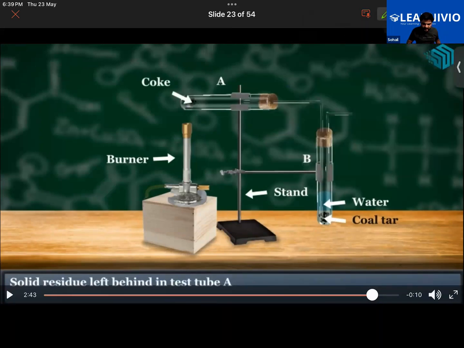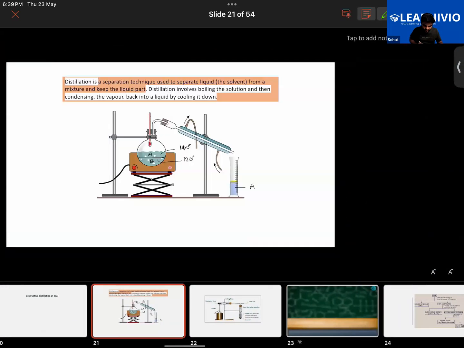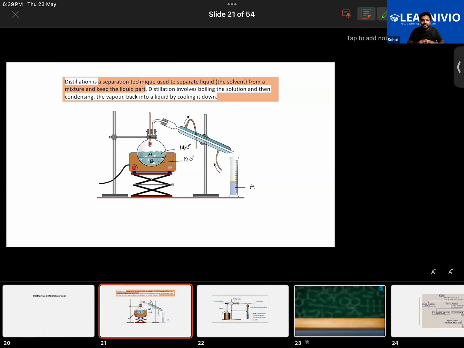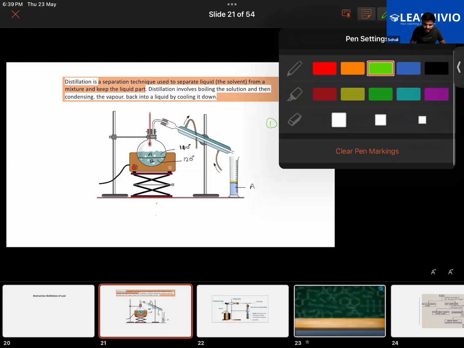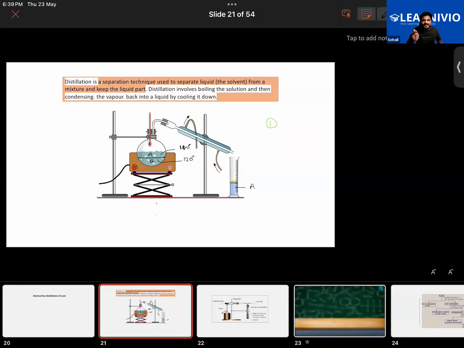Okay, see what we have done. We are doing destructive distillation of coal. In the previous class, I explained distillation, which was a separation technique used to separate different kinds of liquids, or to separate a liquid from a mixture. Two steps were involved. In step number 1, we boil the mixture. In the next step, we cool it down. Two steps were involved in this process of distillation.